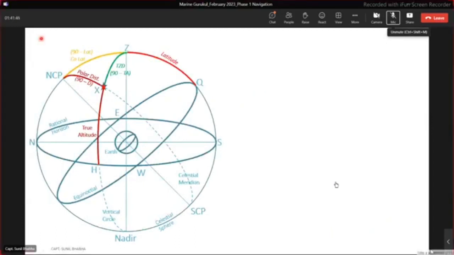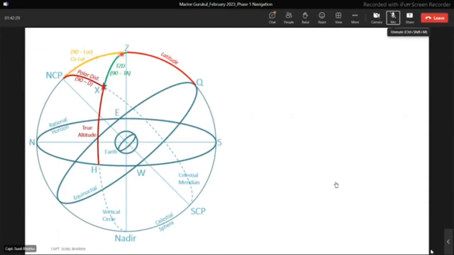Now, having understood the concept of the PZX triangle, we have first understood the equinoctial system, then the horizon system, and we are now able to see the PZX triangle on the celestial sphere. So let's now try to convert this PZX triangle to the rational horizon plane. This diagram on the screen is exactly the same diagram picked up from the last slide. All the things mentioned here we have already discussed. You see this PZX triangle here. It is the same PZX triangle.